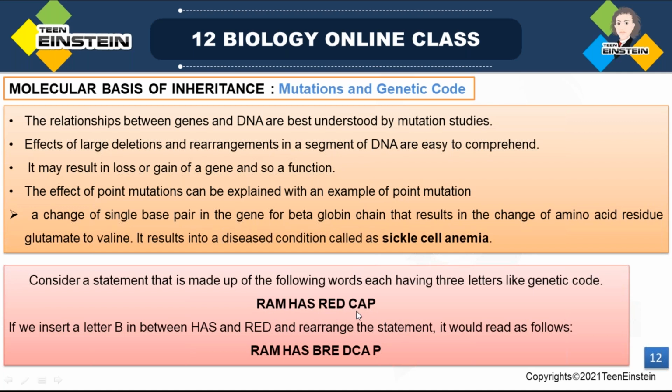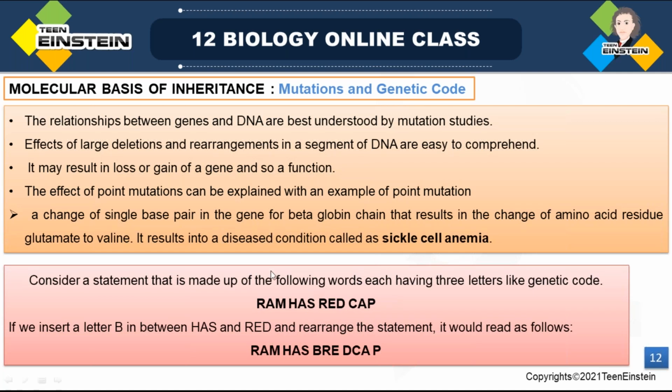So consider these three letters as a codon. This is Ram, it is a codon. HAS, that is another codon. RED, that is another codon. CAP, that is another codon. When it comes together, this is having a particular meaning, right?